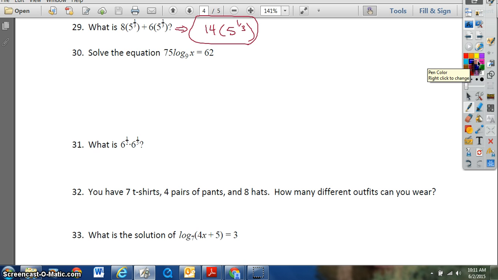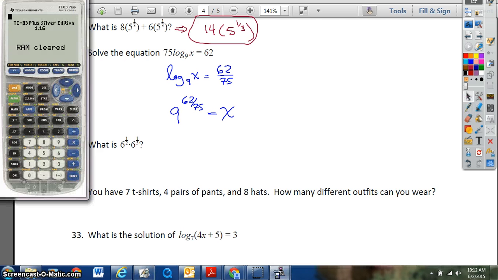Solve the equation. So I'm going to divide 75 over. So this is log base 9 of x equals 62 over 75. So what I'm going to do here is say this is 9 to the 62 over 75 equals x. We're writing in exponential form. So I'm going to need a calculator at this point. Give me a second to pull that guy.